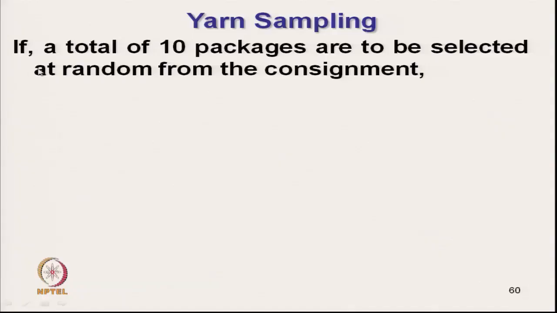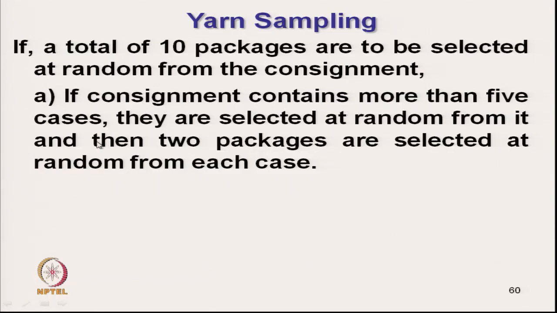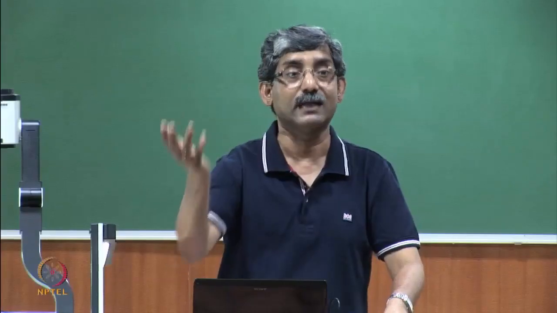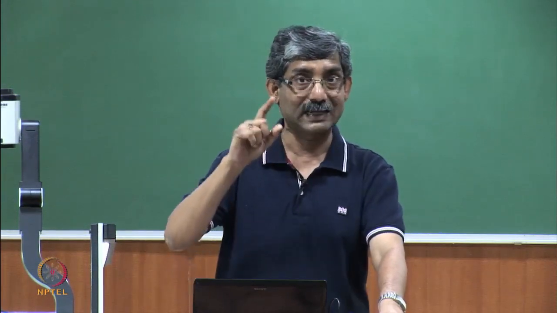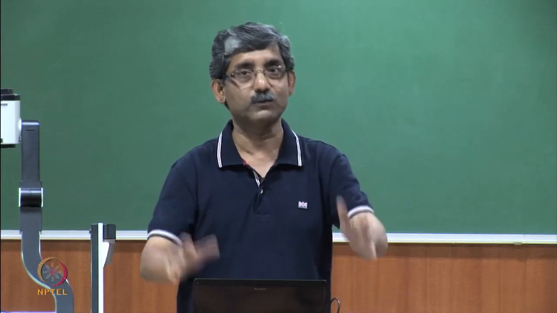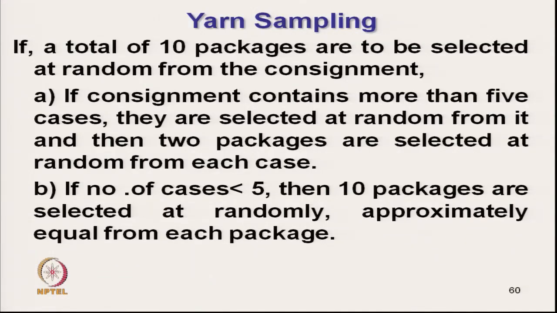Suppose, for example, a total of 10 packages are to be selected. Suppose we want to select 10 packages at random from a consignment. So, from a consignment of a few tons, we want to select 10 bobbins, 10 cones. If the consignment consists of more than 5 cases, 5 packets are selected at random from it, and then 2 packages are selected at random from each case. So, if there are 1000 cases, we will select 5 cases randomly, and from those cases we will again select 2 bobbins, 2 cones per case, randomly. In case there are less than 5 cases, what do we do? We take 10 packages randomly, approximately equal from each package.